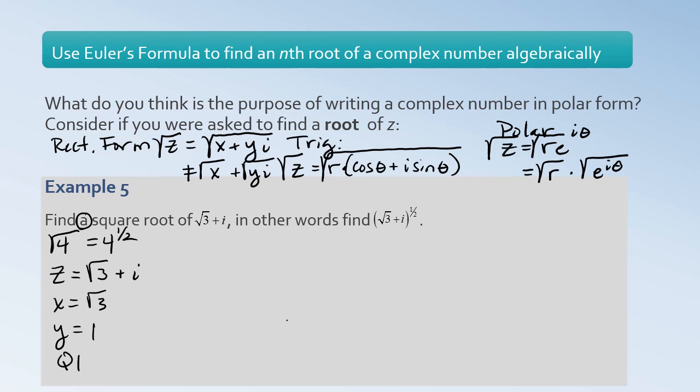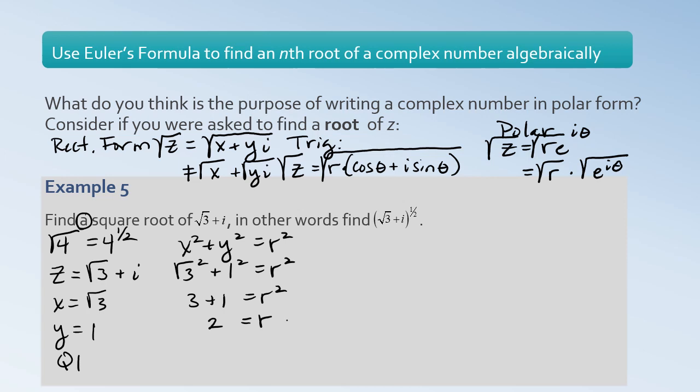All right, so to get this into polar form using Euler's formula, you need to find r and you need to find theta. So if you know x and you know y, can you find r and theta? Using the Pythagorean theorem, we can say that x squared plus y squared is equal to r squared. My x value is root 3, and my y value is 1. So I get 3 plus 1 is equal to r squared. It looks like r is going to be 2.